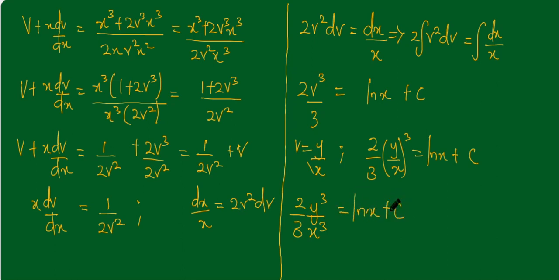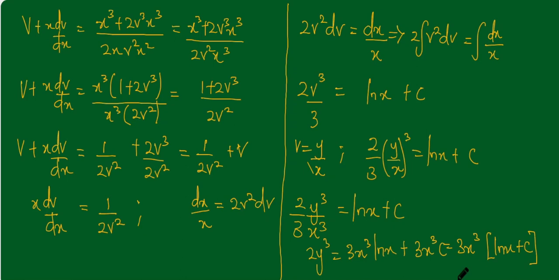So you can further simplify this to have 2y cube is equal to 3x cube ln x plus 3x cube c. So we can rewrite this as 3x cube into bracket ln x plus c. And we have our final answer, which is the solution of the differential equation.